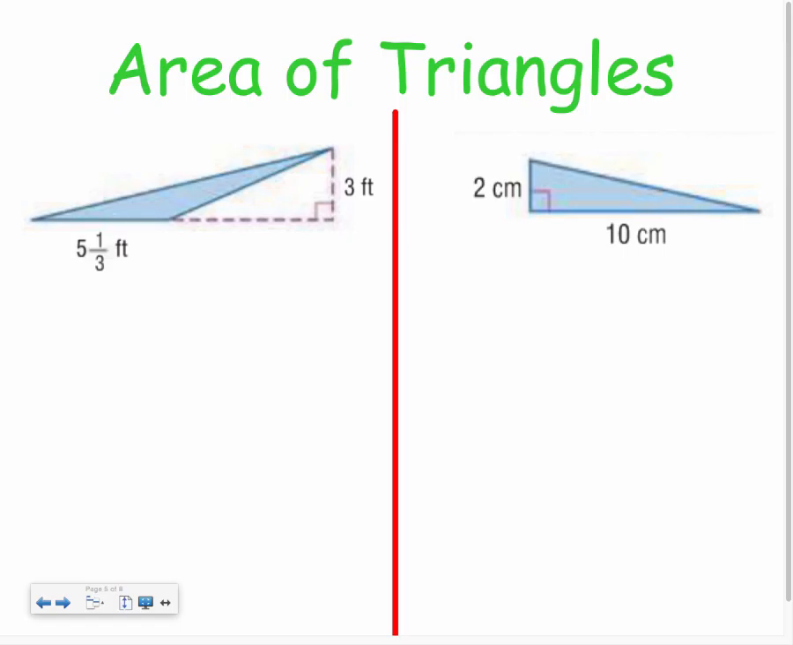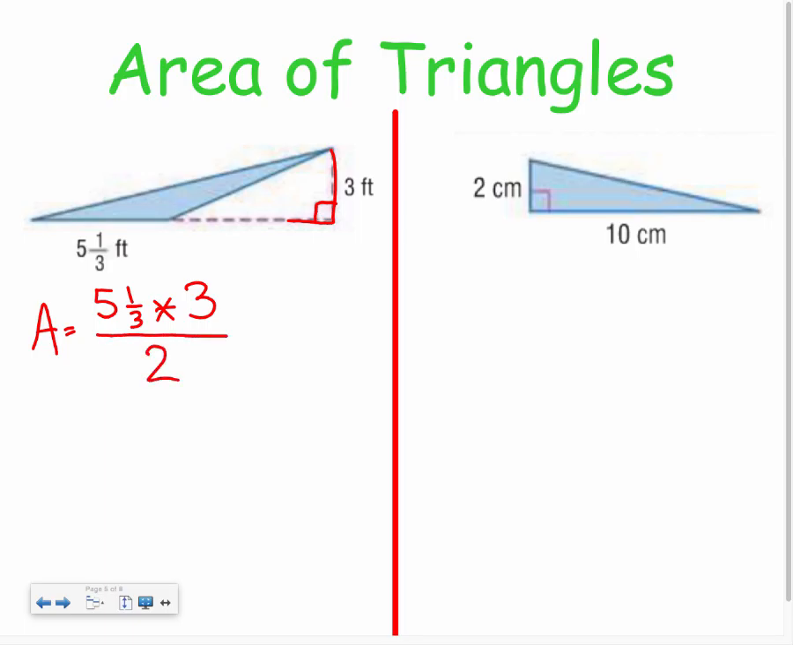So looking at our 2 triangles that we have here, we have our first triangle on the left, which has a base of 5 1/3 foot and a height of 3 feet. Again, notice they acknowledge that it has a right angle between those 2 measurements. So we would say our area is equal to 5 1/3 times 3 divided by 2.